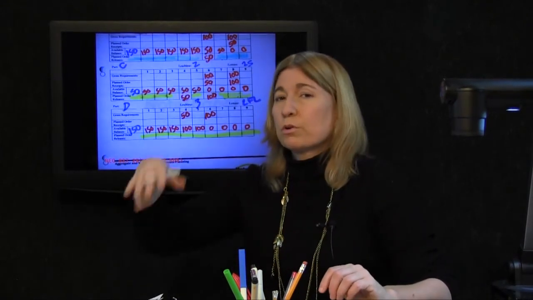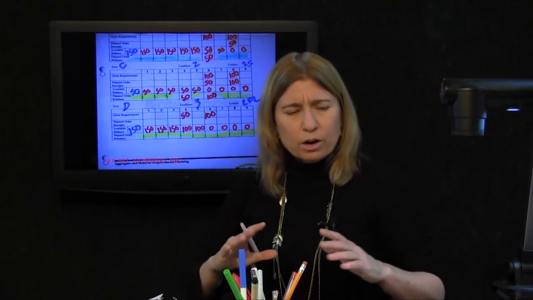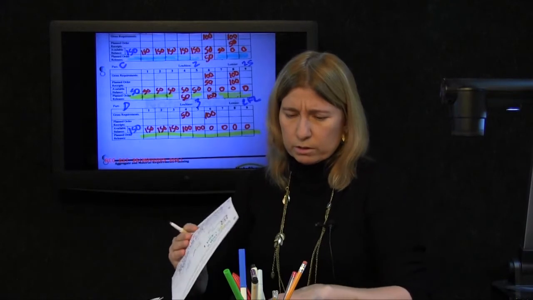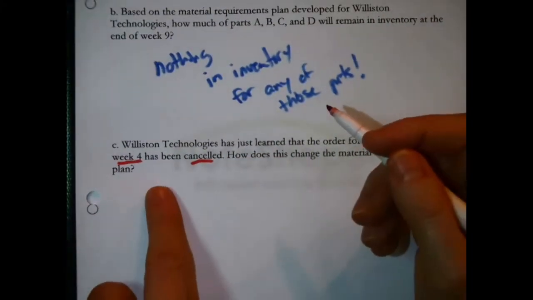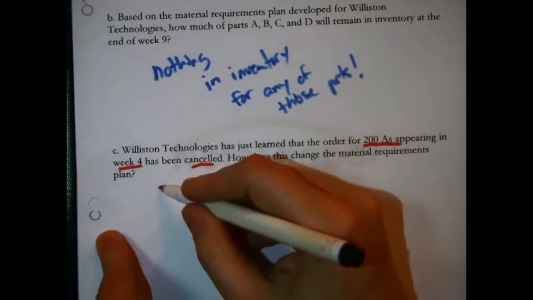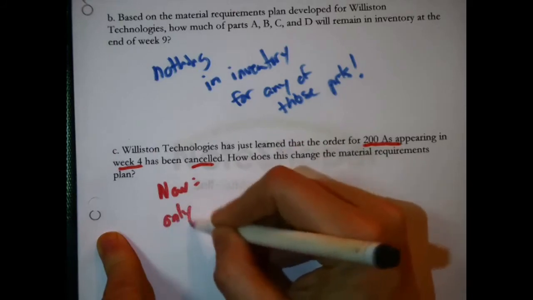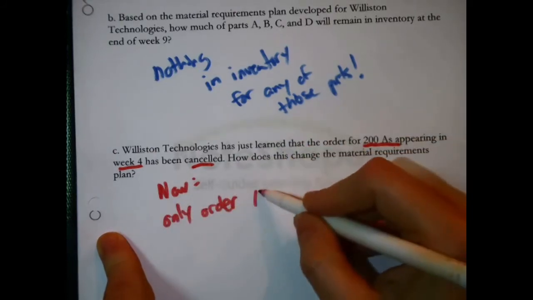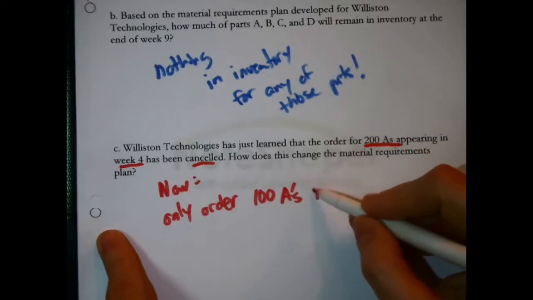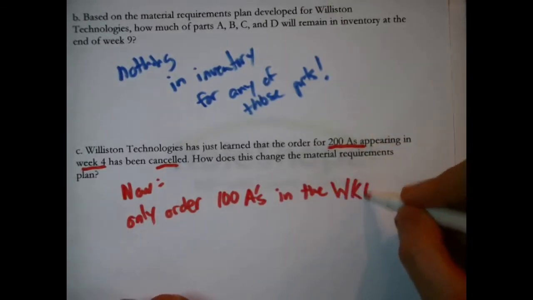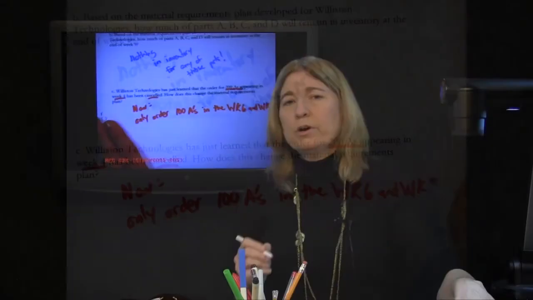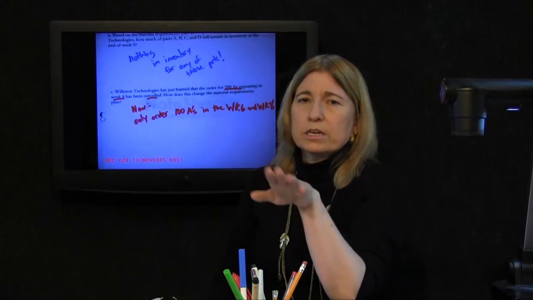This is the revised plan based on that initial order for 200 A's in the 4th week being canceled. Now, the question was kind of like asking for some reporting, which we could do. We've got the answer here. But how does this change the material requirements plan? Well, it cancels a lot of orders. But now, only order 100 A's in the 6th week and 8th week. This is another way to report it. Order 100 A's in week 6 and in week 8.